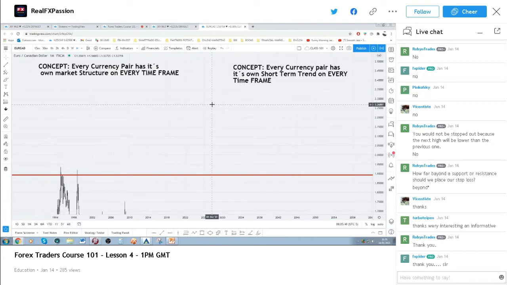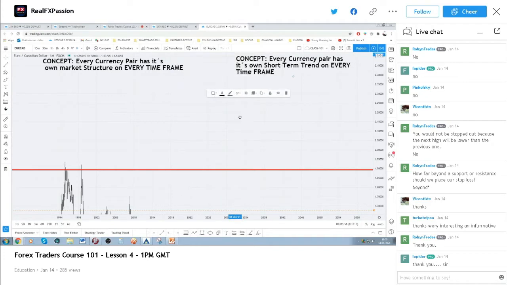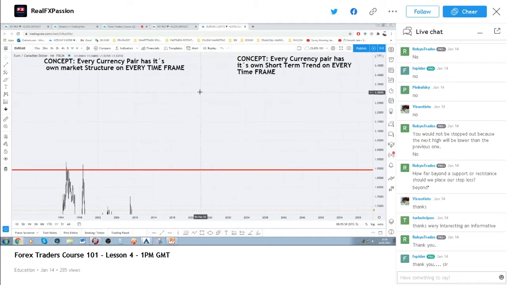Robin, sometimes there is a fake high. Do I avoid this? We're going to explain, everybody, okay? Those are different concepts, everybody. So every currency pair has its own market structure on every time frame, and every currency pair has its own short-term trend on every time frame, okay?